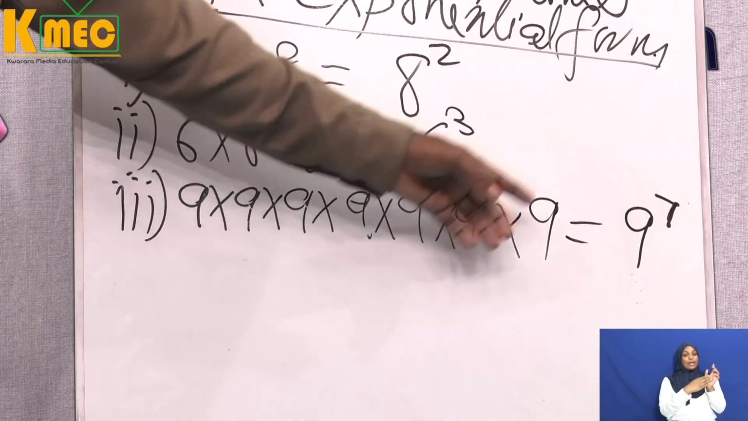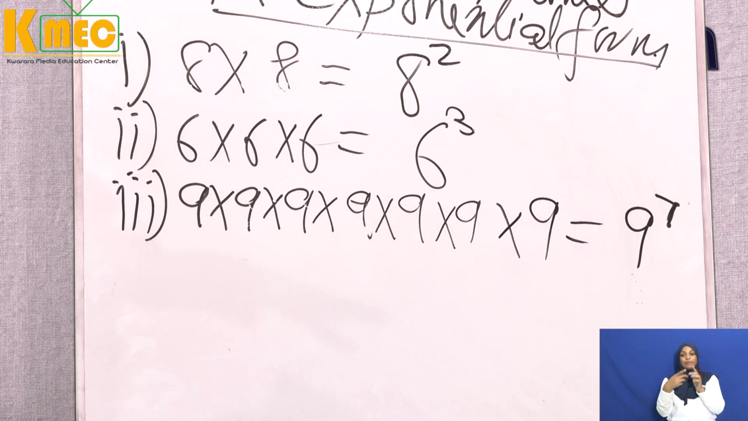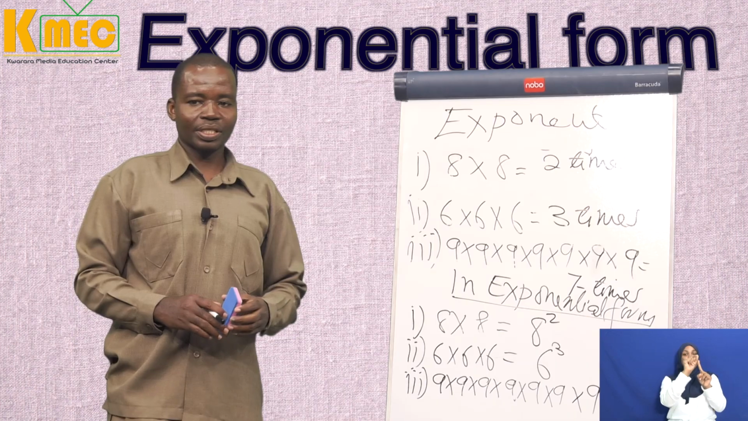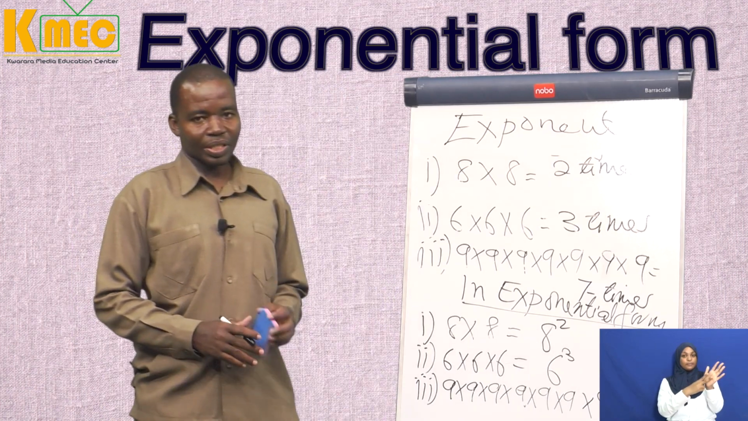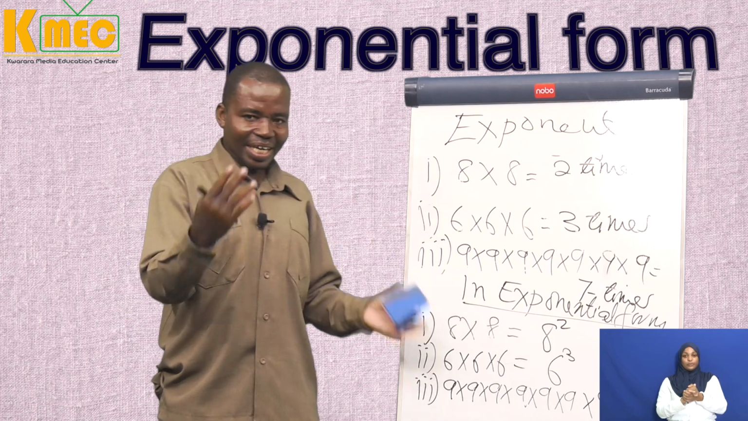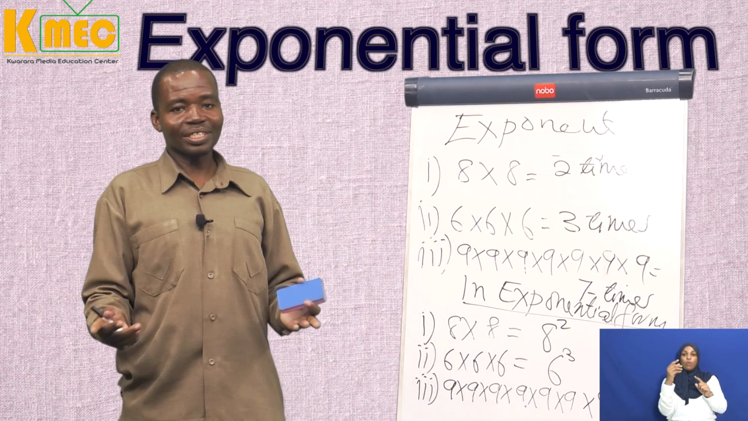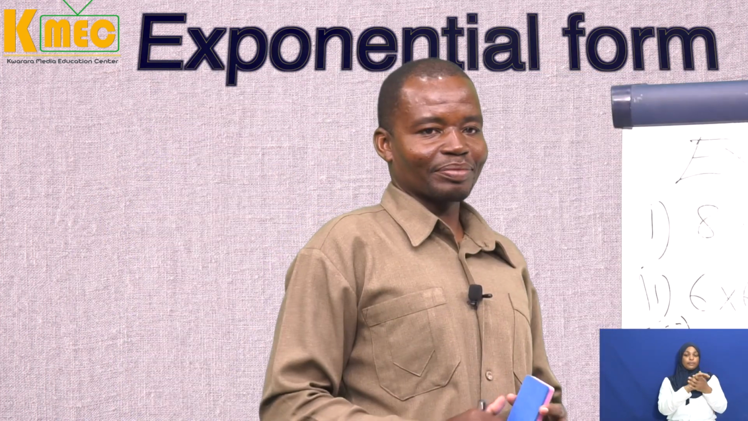And we can see 9 times 9 times 9 times 9 times 9 times 9 times 9 can be written as 9 exponent 7. So now you can write any number in exponential form. Right? Okay. Good.